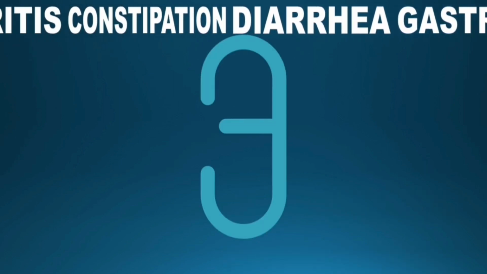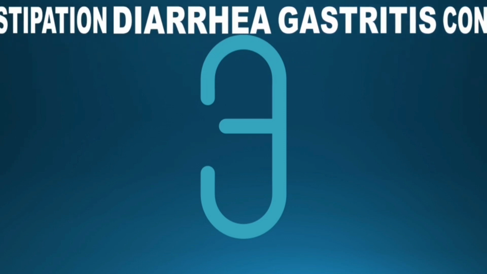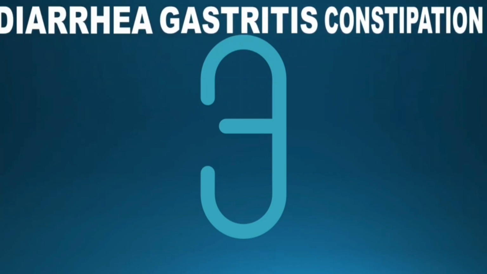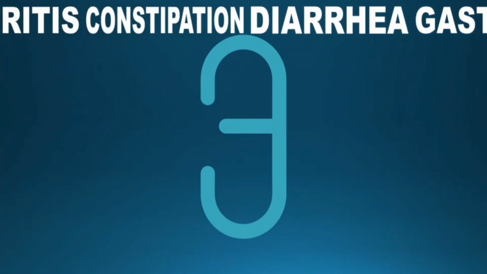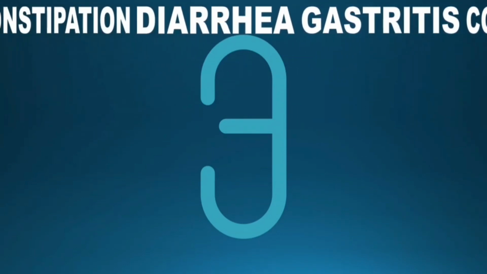And now we'll be discussing the illnesses that can occur in the digestive system. We'll be discussing three of them, those being diarrhea, gastritis, and constipation. Like last time, I'll be discussing each one of them one at a time.